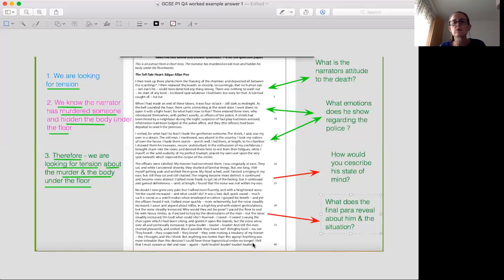So you need to be exploring what scenario the writer has set up and what emotions or situations the writer is taking us through with regard to something in particular. And in this instance, it's the narrator's attitude towards the murder that he's committed whilst in the presence of the police.